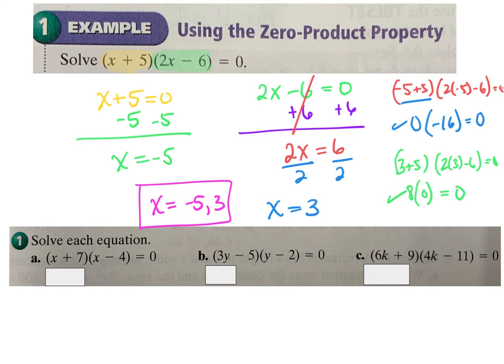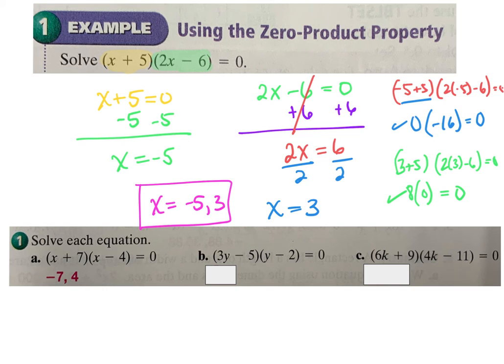So when you have this type of problem and they've already factored it for you, you're just going to set each group equal to 0 and solve. So go ahead and try check understanding number 1, A, B, and C. Check these. So if you check the first one, you had x plus 7, x minus 4 equals 0.